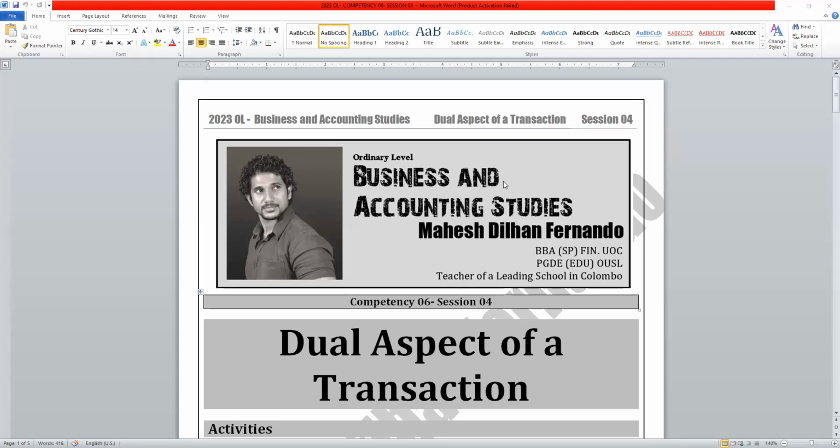Today is the last day where we stay in the sixth competency, the dual aspect of a transaction. We have already completed it. After today's session, 50% of the syllabus is done. Today we mark the last session of the sixth competency, and next week we are starting the 7th. So you can all see how well we have worked.